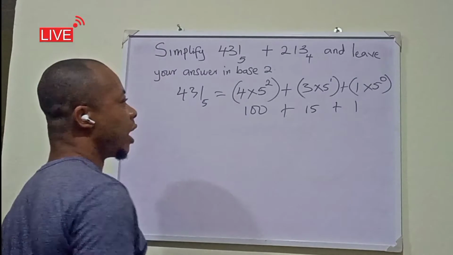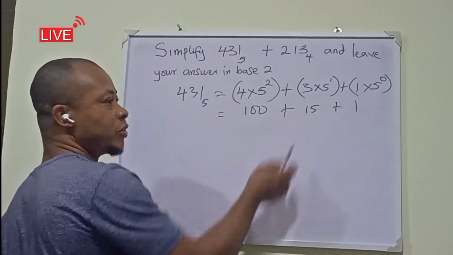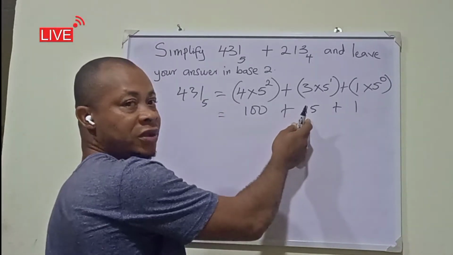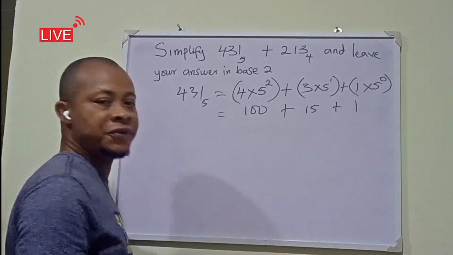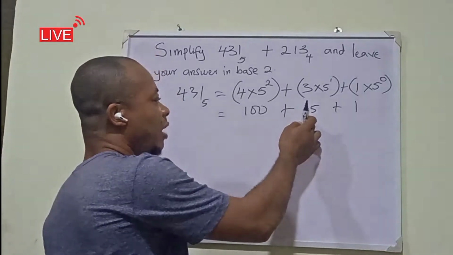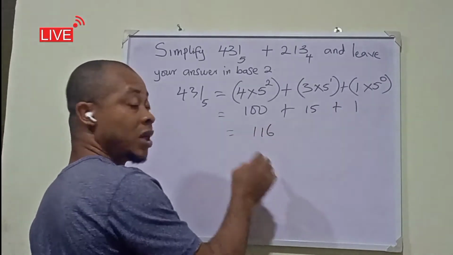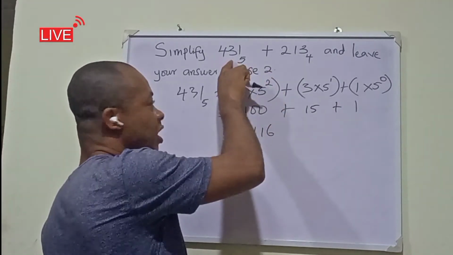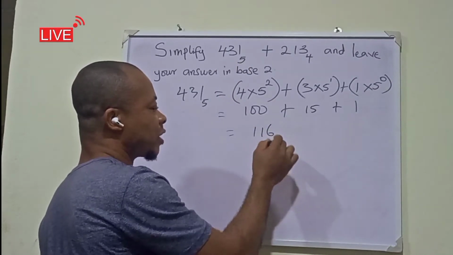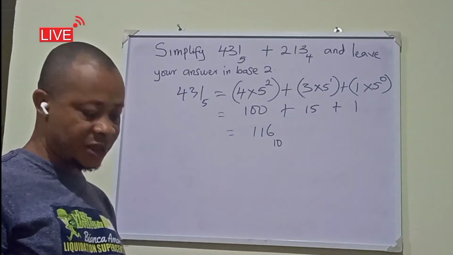All right, now let's add up together. 100 plus 15 gives us 115. 115 plus 1 will give us 116. This is the answer to this expansion. And this expansion has now given us 116 in base 10.